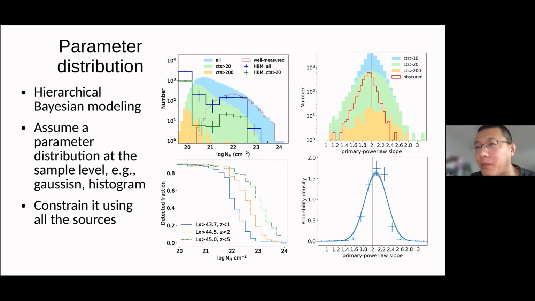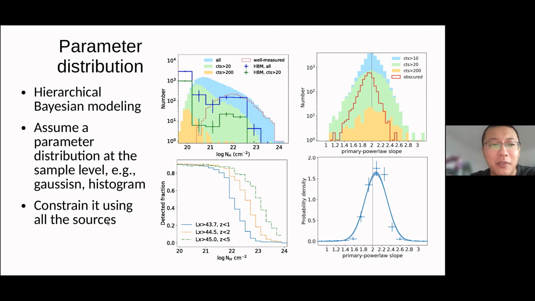Similarly, for gamma, we can measure the intrinsic distribution, which is much narrower than our assumption. Such a small obscured fraction is actually caused by sample selection bias. As I introduced before, the used data is actually dominated by the soft band. So a soft band selection favors softer sources. Here, this figure is from simulation. It shows the detected fraction of sources as a function of column density. So obscured ones are mostly missed and cannot be detected, while the soft sources are generally detected.